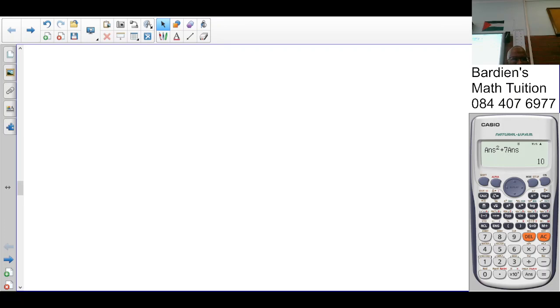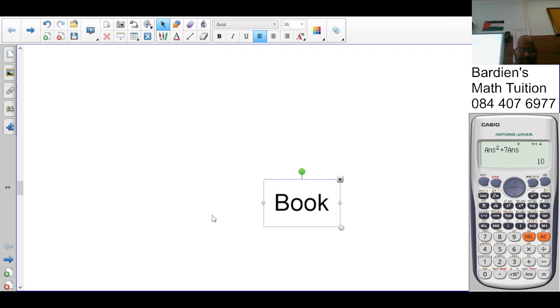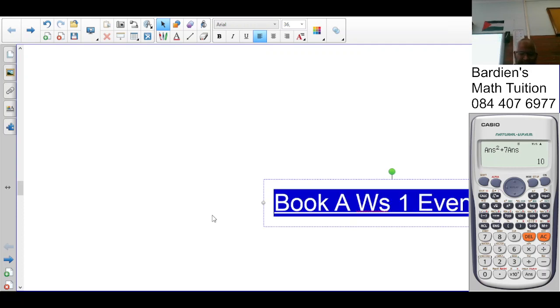Yes, Michael, why is your hand up? Yes, just hang on. This is book A, worksheet 1, even numbers, no? Right.